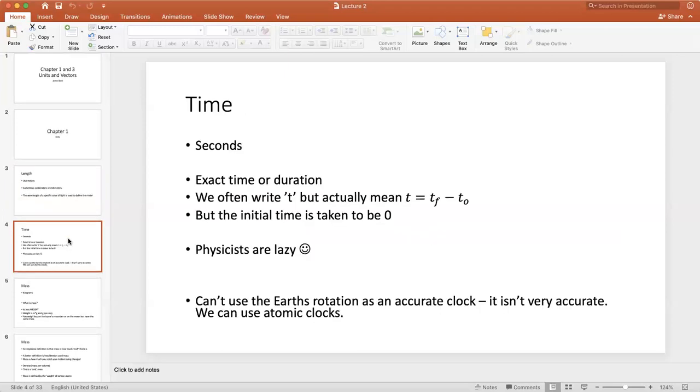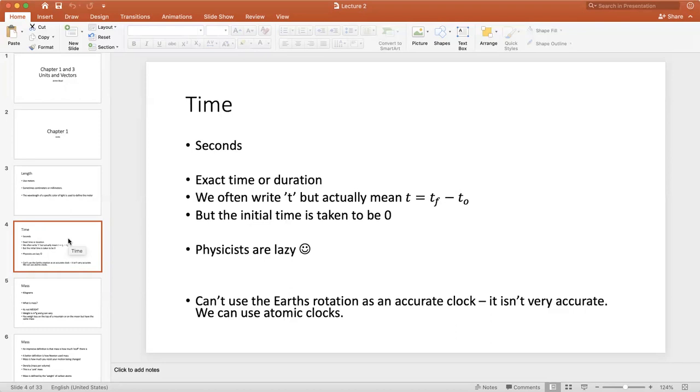The next thing is time. Time is obviously in seconds. You'll often see it in milliseconds, which is 1,000th of a second. That tends to be about as fast as we can really understand or observe things. When things get much faster than that, they're too fast for human observation. We can use cameras and things like that. But the funny thing about time is you have to be really careful.